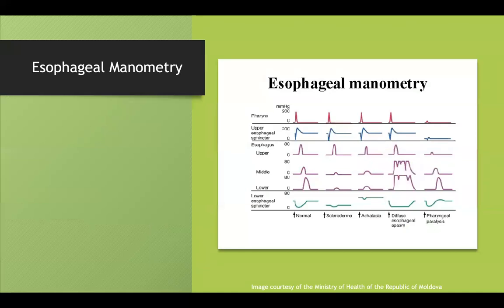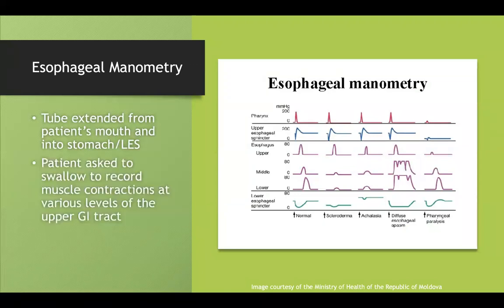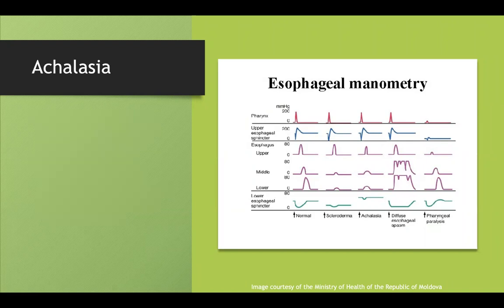And so let's see what this looks like. Esophageal manometry works by extending a tube from the mouth to the stomach, and then you have them swallow, and you can record their muscular contractions at each level of the esophagus. So in achalasia, it's going to be typified by high lower esophageal sphincter pressure, and that makes sense. It can't relax because there are no myenteric plexus neurons anymore to help it relax.